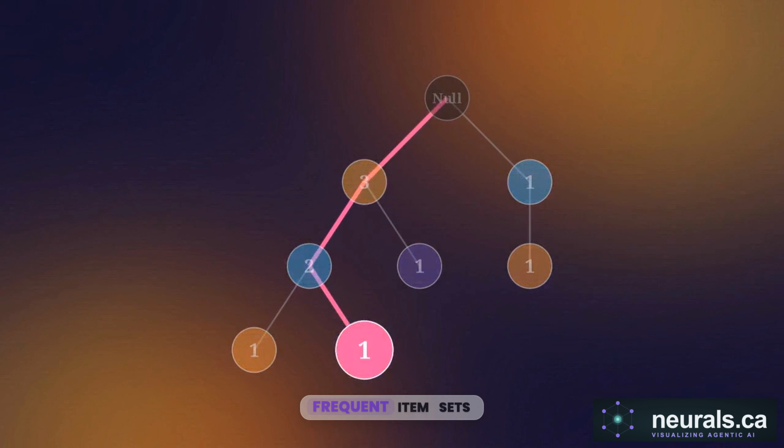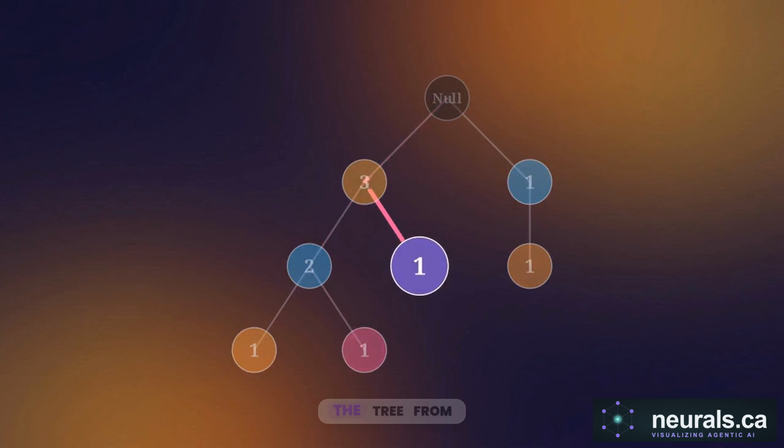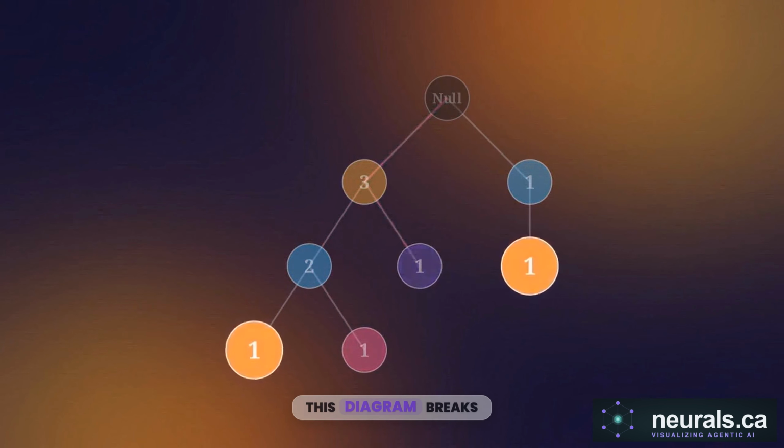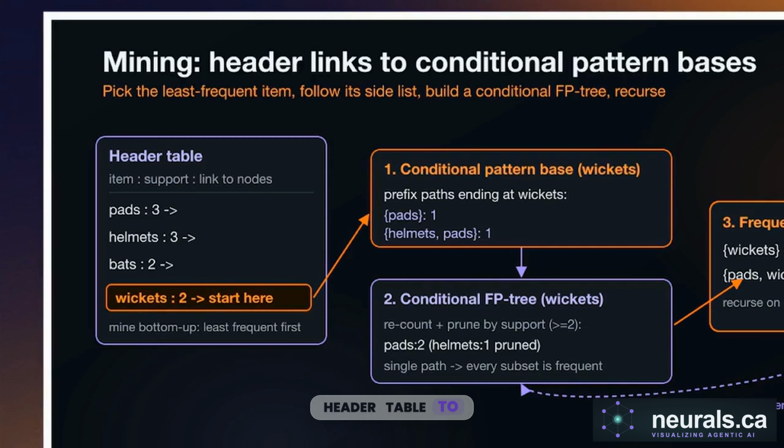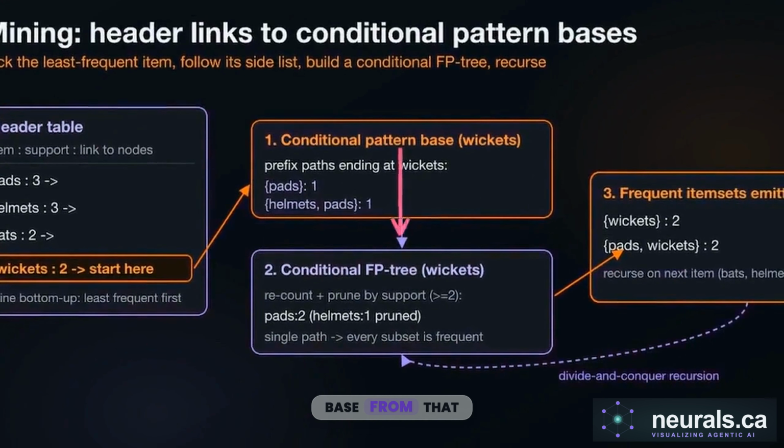Construction is only the first half of the process. To actually pull out the frequent item sets, the algorithm reads the tree from the bottom up. This diagram breaks down the divide and conquer extraction method. We pick the least frequent item, wickets, and follow a side list called a header table to find every prefix path in the tree that ends at wickets. This collection is called a conditional pattern base.